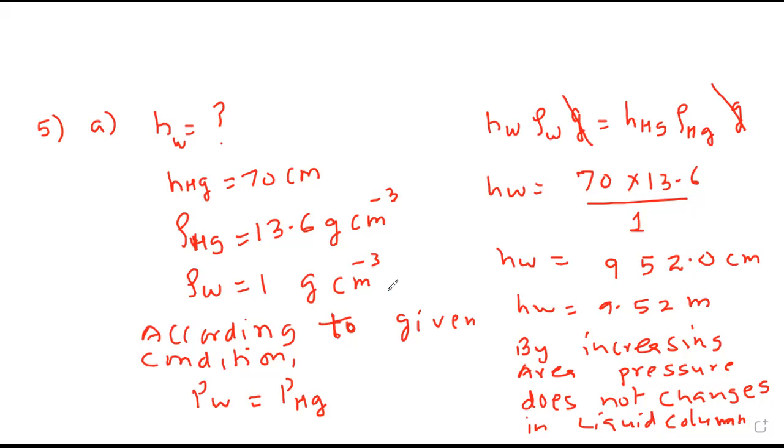Sir, what is the pressure formula? H rho g. Correct. Anywhere can you see area? No. So when you increase area, water is also increased. That means force upon area remains the same. That's why it maintains the same height.